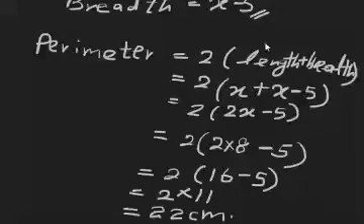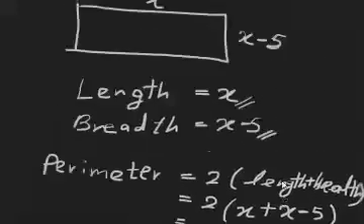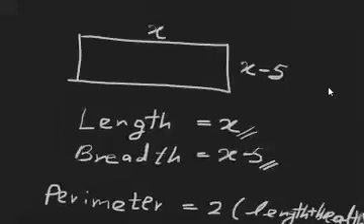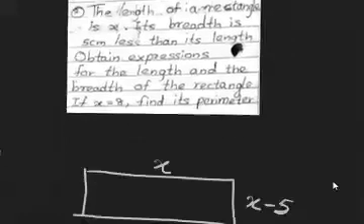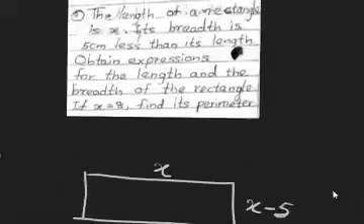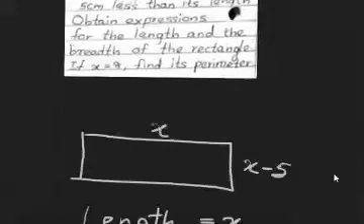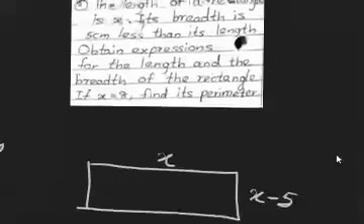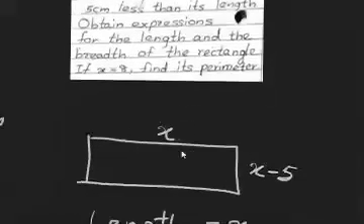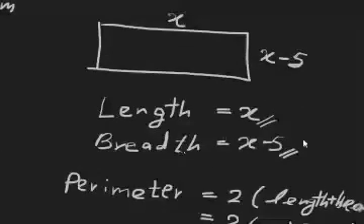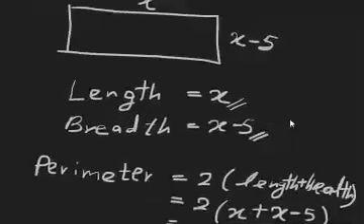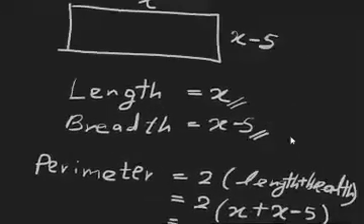Right? We'll go through it again. Here, what you have to do is draw a rectangle. You should mark the given length and breadth. Here we get this algebraic expression. Then you are asked to find two expressions for length and breadth. So we have found them. Then we are asked to find the perimeter if x equals 8.